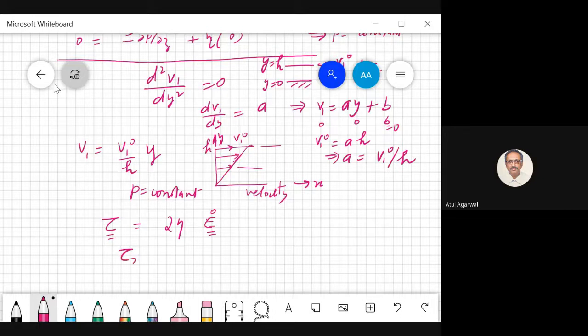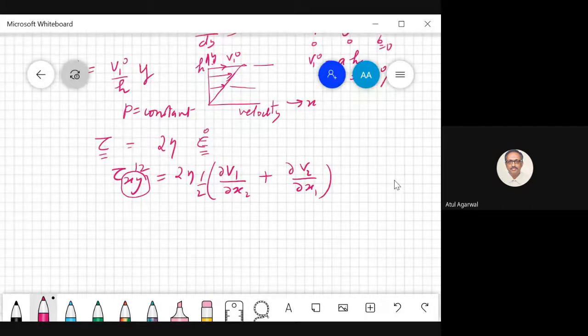So what is tau xy? 2 eta del u by del y. Okay, let's call it. The strain rate is given by this expression. If we are wanting tau xy, here in this case it is tau 12, the nomenclature I have used.